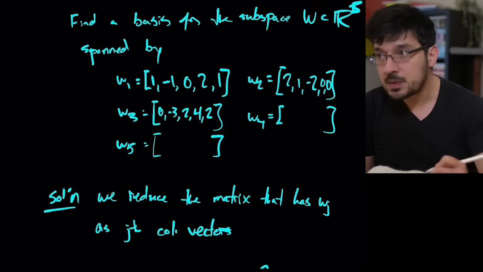W4 is 3, 3, negative 4, negative 2, negative 1. W5 is 2, 4, 1, 0, 1.